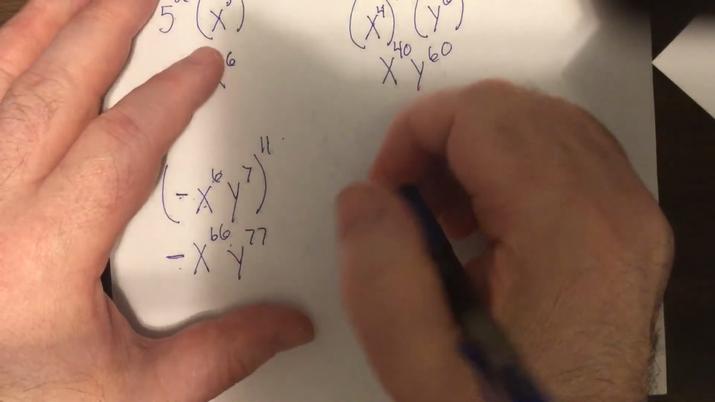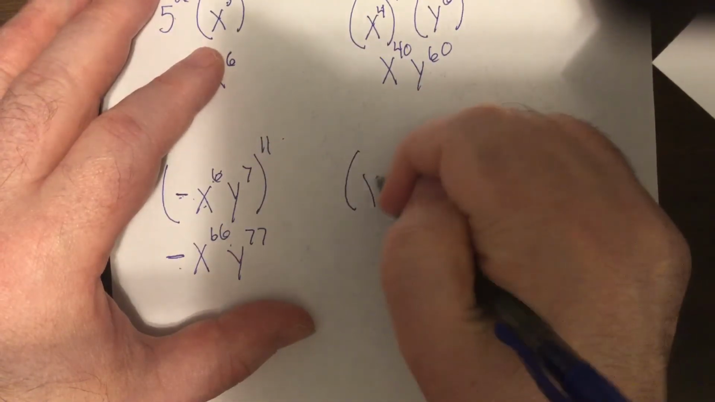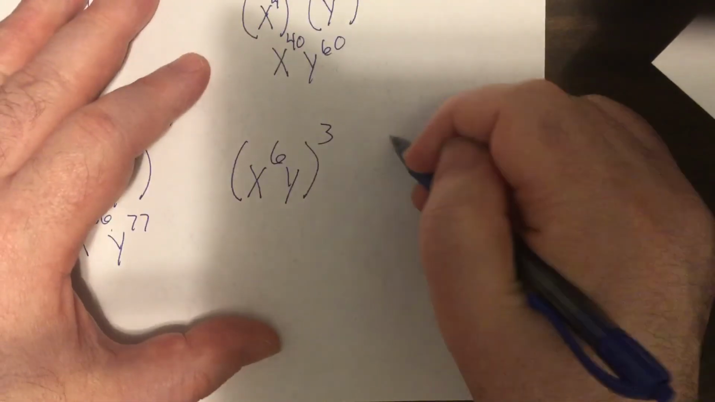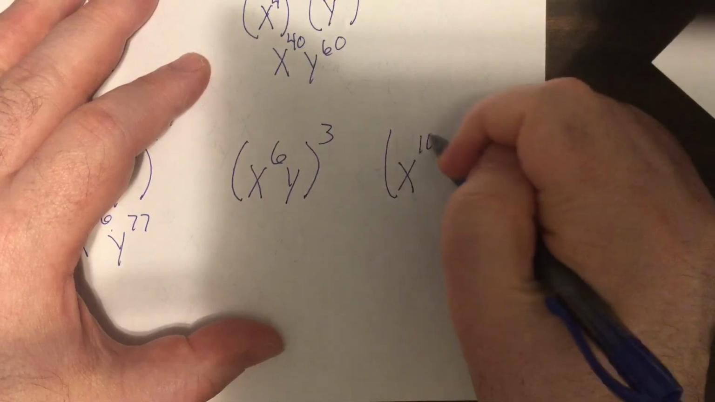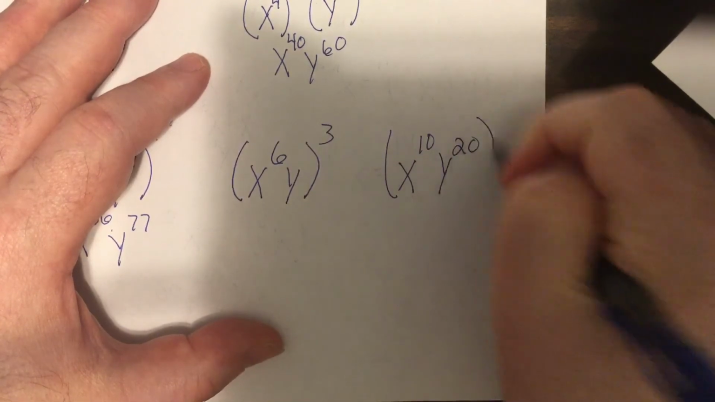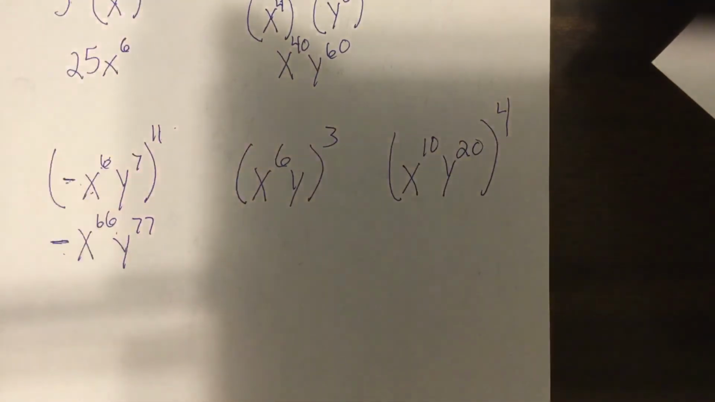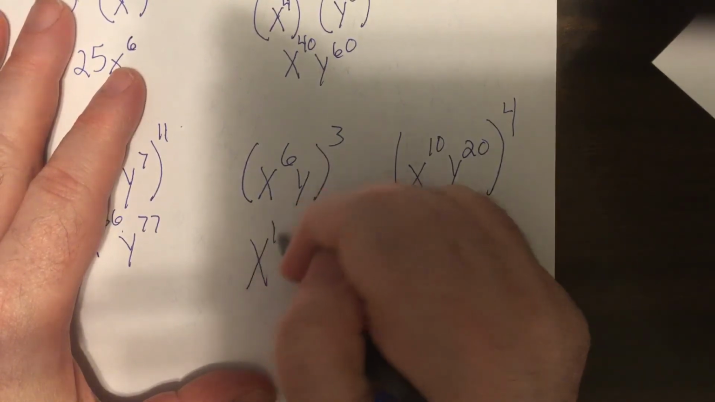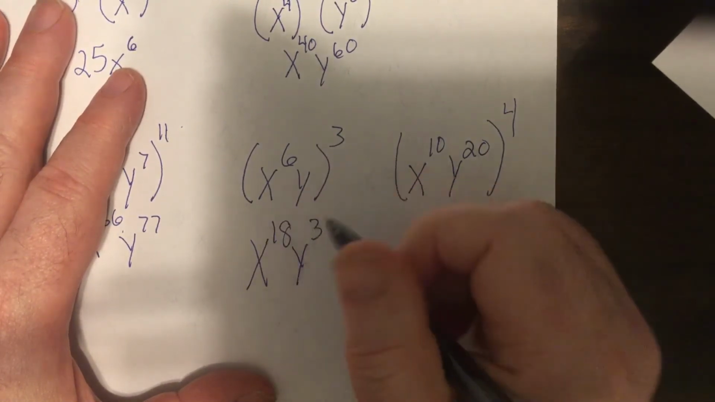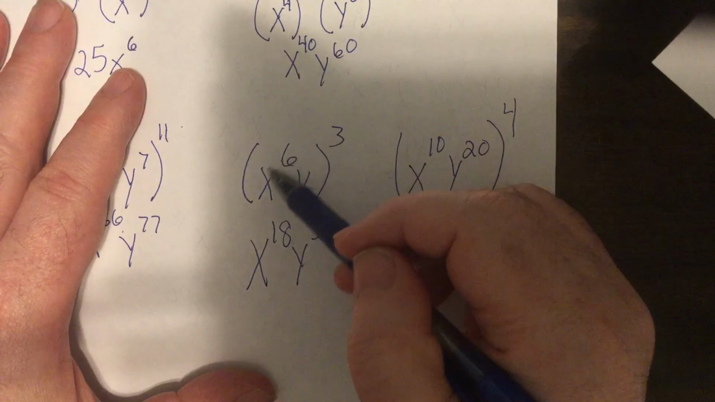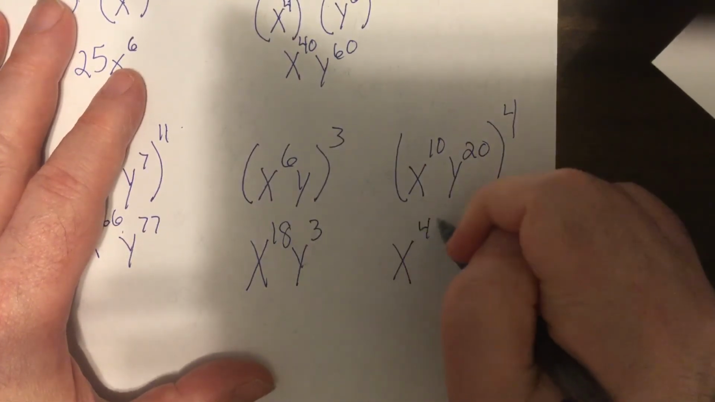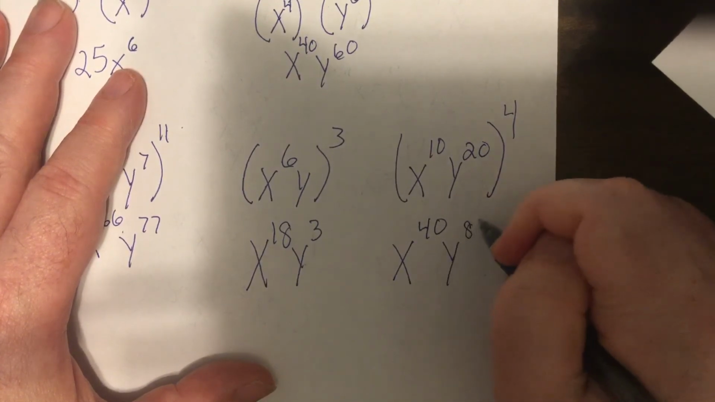Try a couple, my friends. x to the 6th, y to the 3rd, to the 3rd, and x to the 10th, y to the 20th, to the 4th. See if you can figure those two out for me, please. Okay, this would be x to the 18th, y to the 9th, because a base to a power, all raised to another power, you multiply the powers. x to the 40th, y to the 80th.